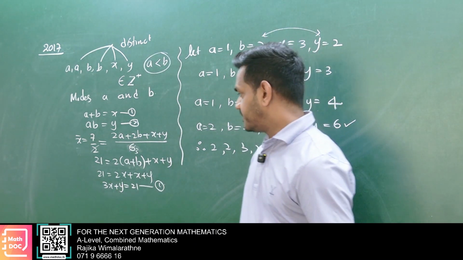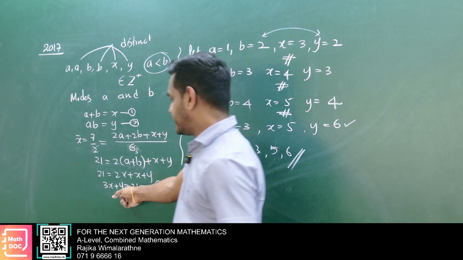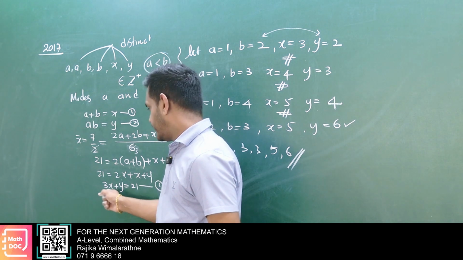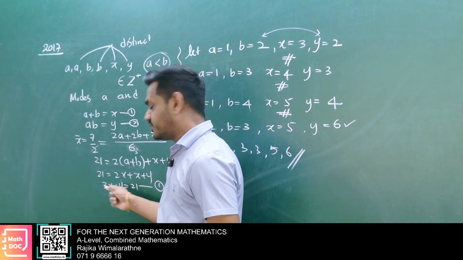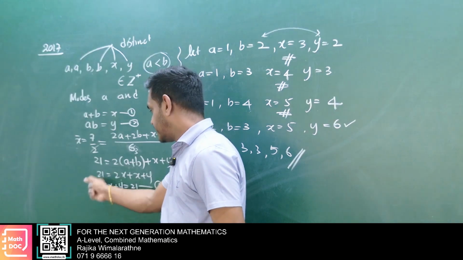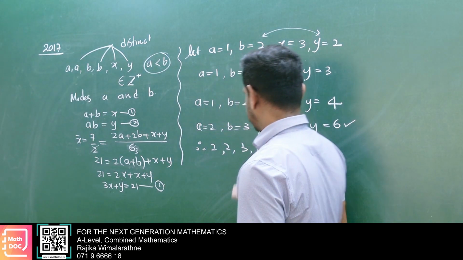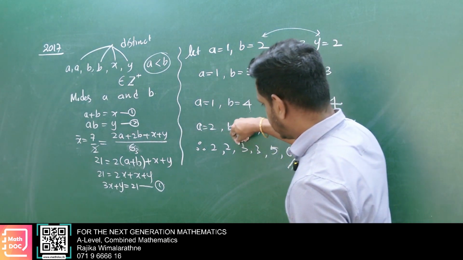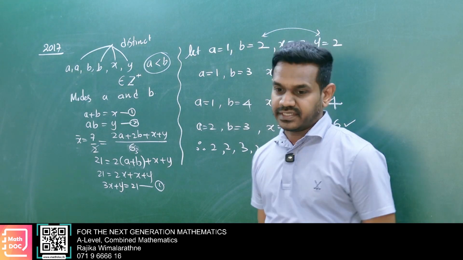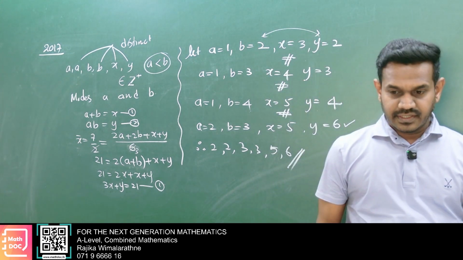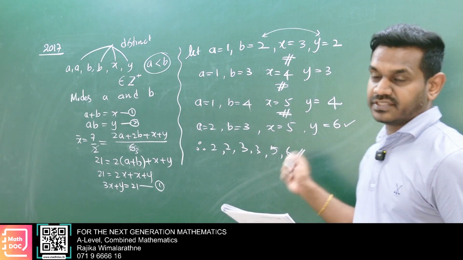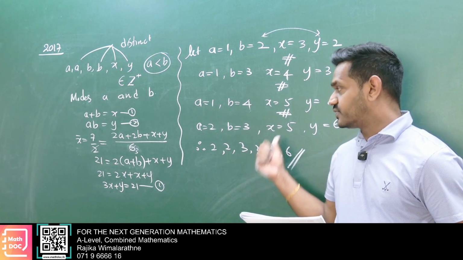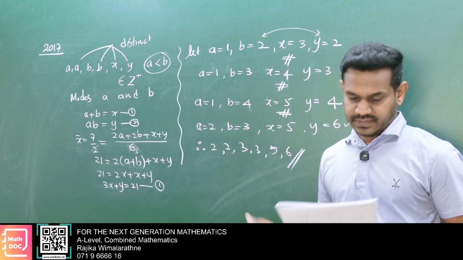Okay, better to select x, y. X equal 1, take the y value. X equal 2, take the y value. Better to select from here. Anyway, this is correct. That's 2017. So by solving the equation, we can't identify the values. We can't completely solve the equation. You have to check, you have to guess the values.